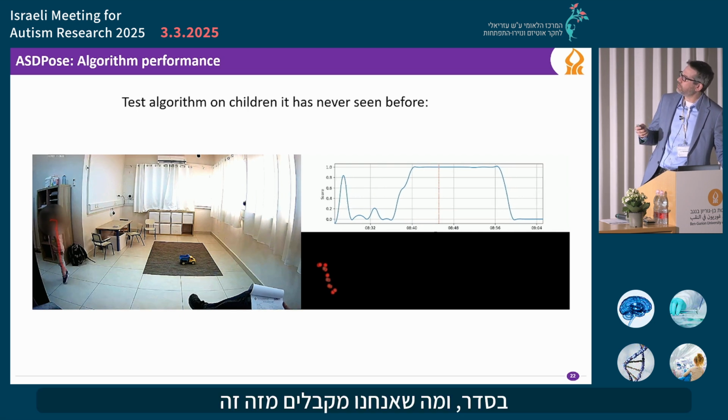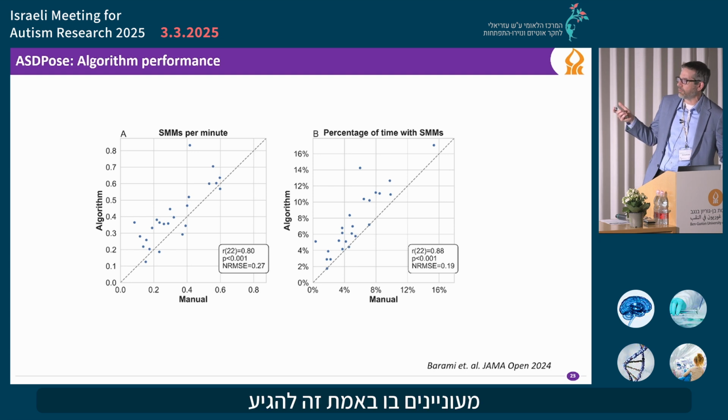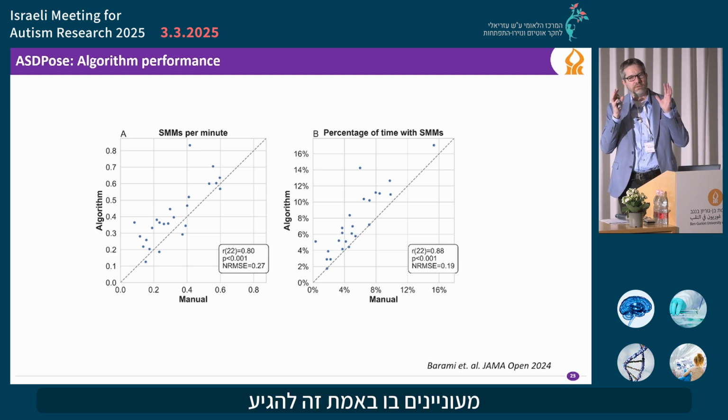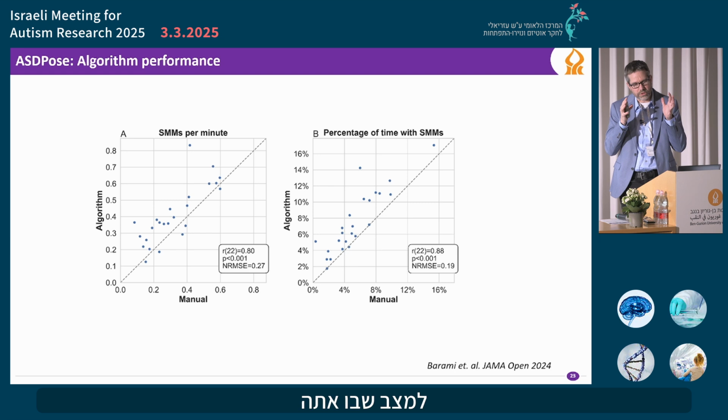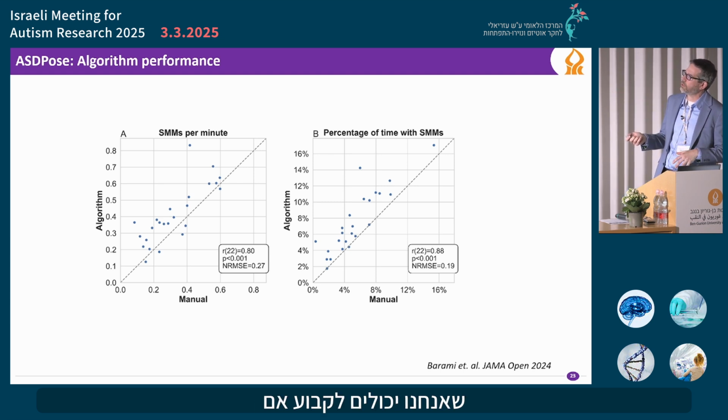Okay, and what we get out of this is the ability to quantify. What we're really interested in is getting to a situation where you give us a recording of the ADOS assessment and we'll tell you how much time and how many events there were of stereotypical movements so that we can determine their prevalence for this child.